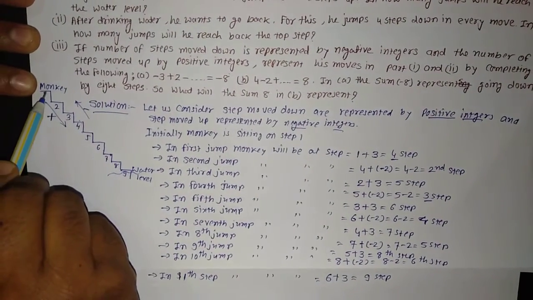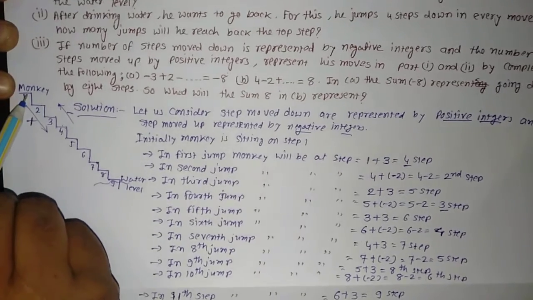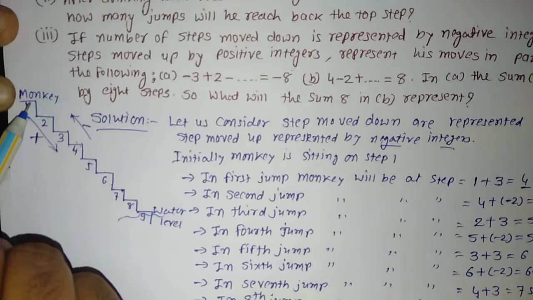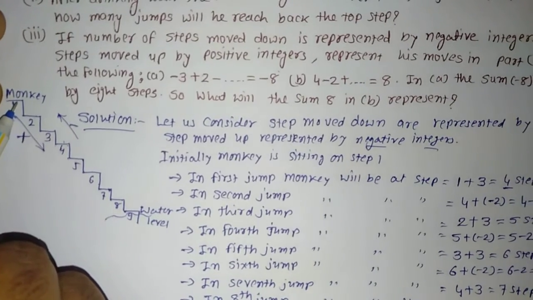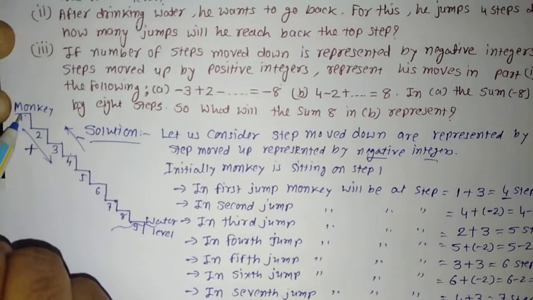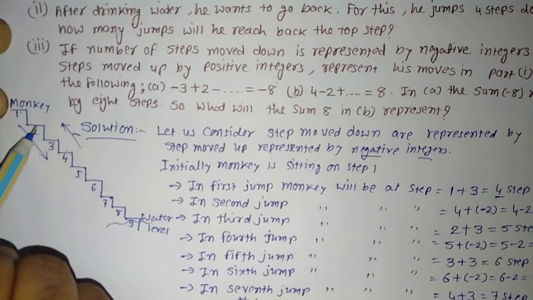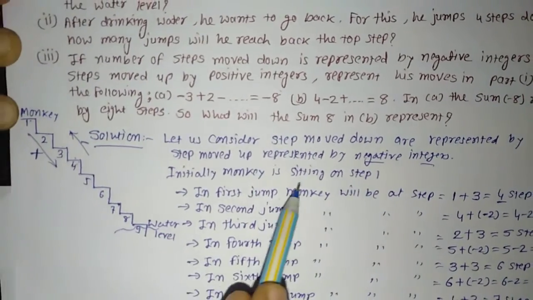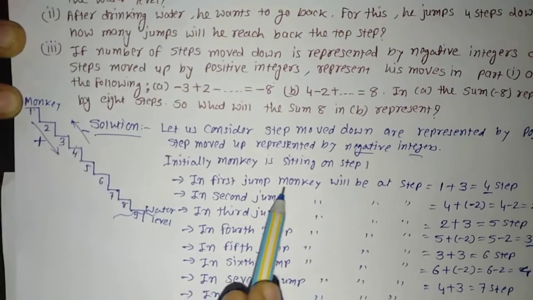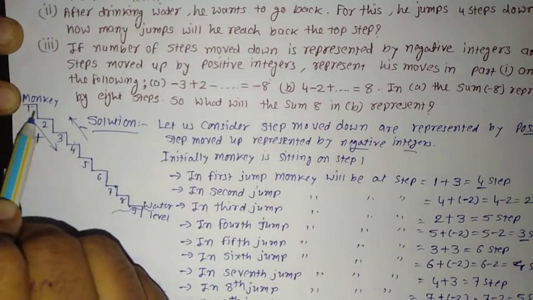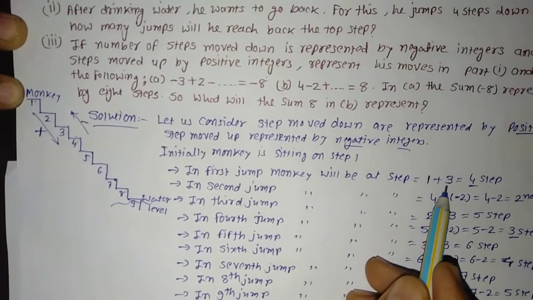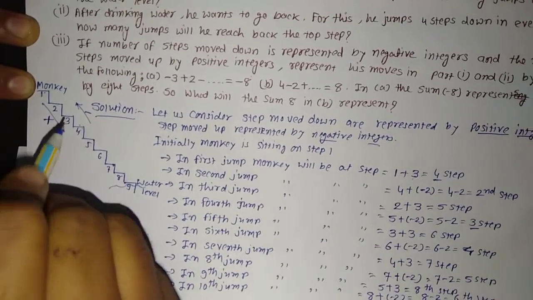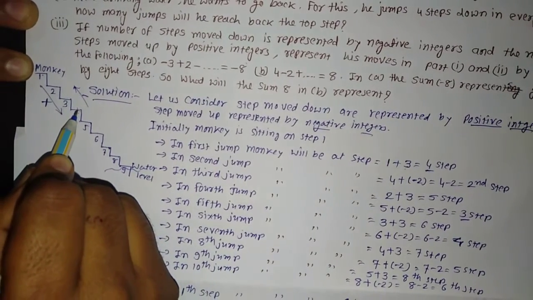The monkey was on the first step, and the monkey jumps 3 steps down. That means on the first jump, where will the monkey be? The monkey was here, and it jumped 3 down: 1, 2 and 3. So here you can see, initially the monkey is sitting on the first step. In the first jump, it was on the first step and jumps 3 down. So 1 plus 3 is equal to 4. So on the first jump, the monkey will reach the 4th step.